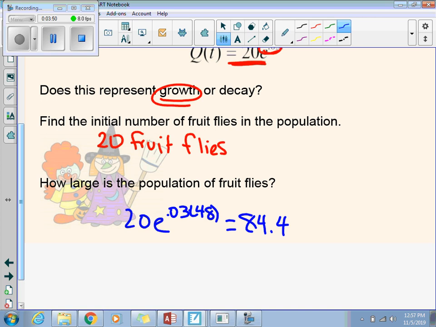Can you have 84.4 fruit flies? The answer is no. You can't have part of a fruit fly. Maybe your fruit fly lost a leg or something, but you really can't have part of a fruit fly, right? They're whole flies. So we need to round this number actually. How large is the population? So we would only have really 84 fruit flies at that time, right? We haven't gotten to 85 yet. So we'd only have 84 fruit flies in 48 hours.